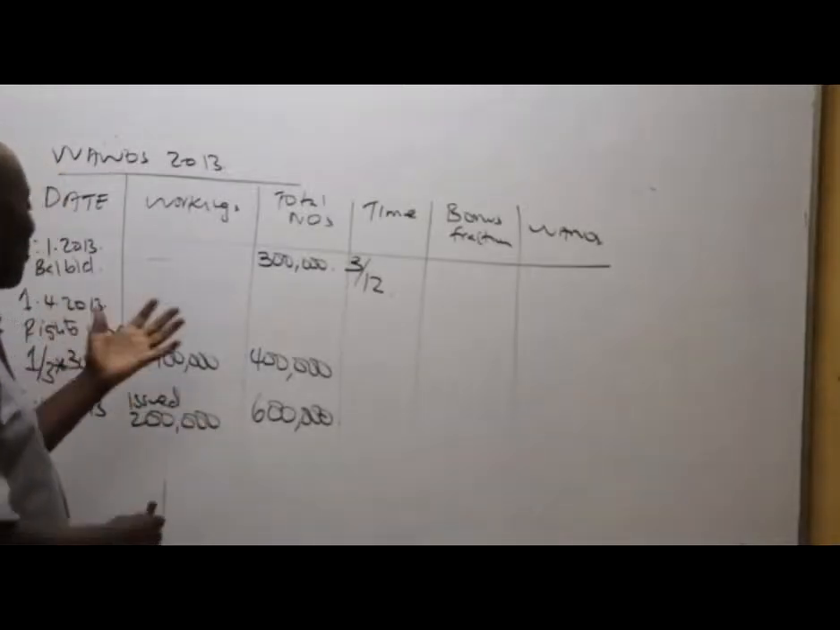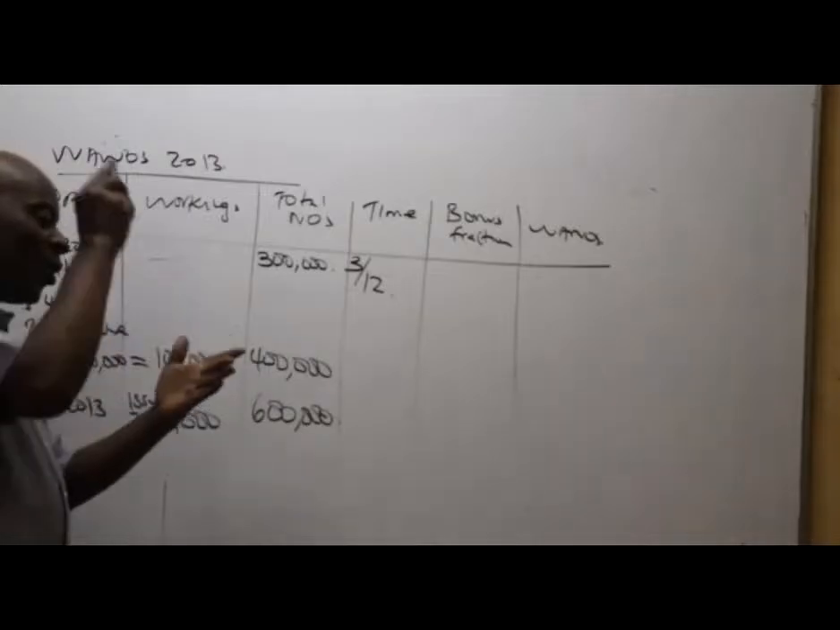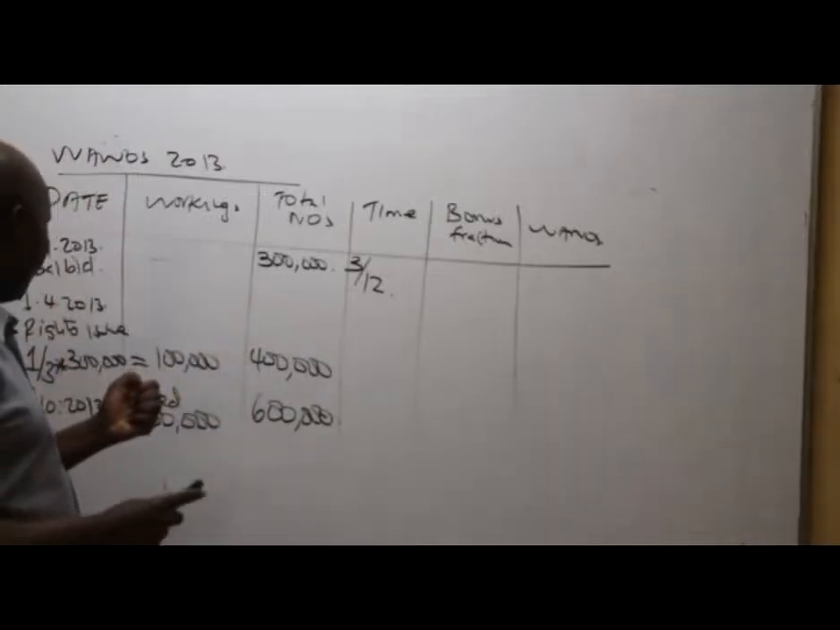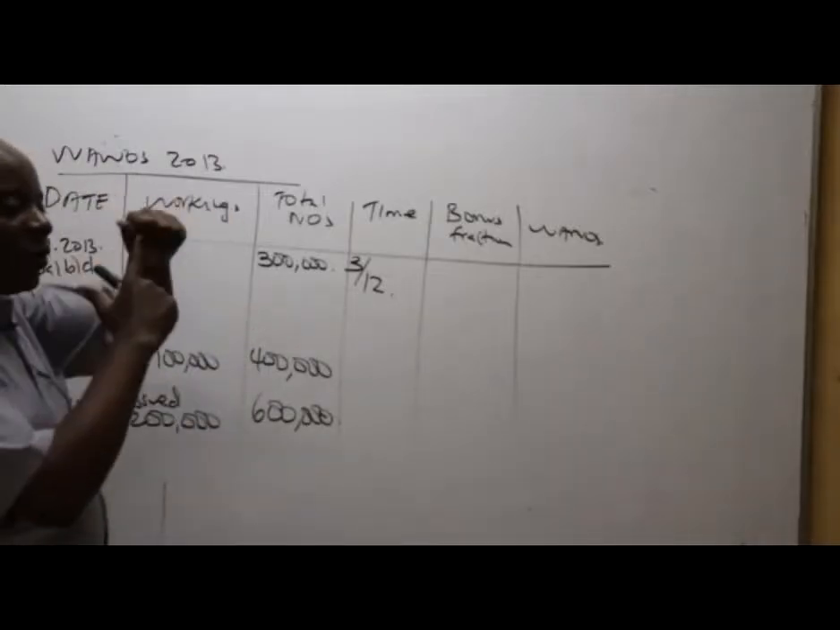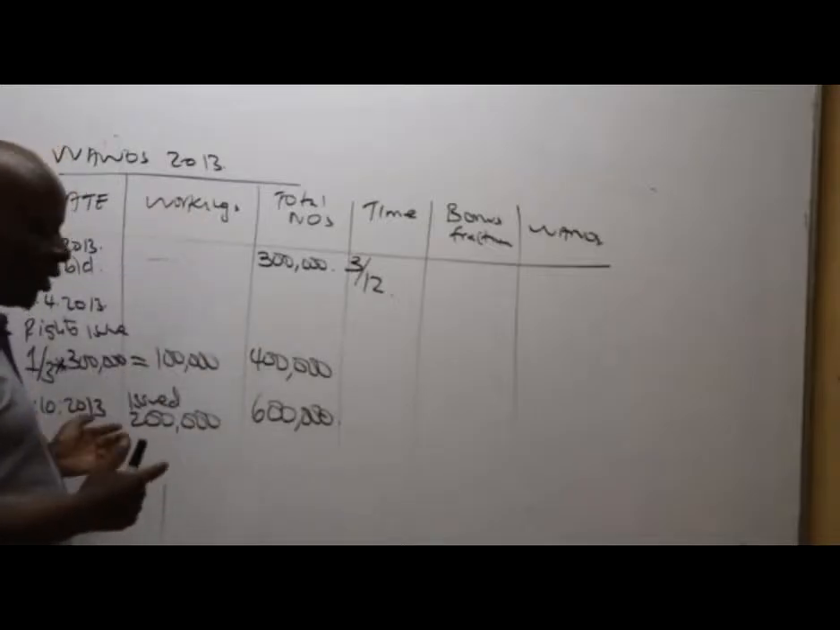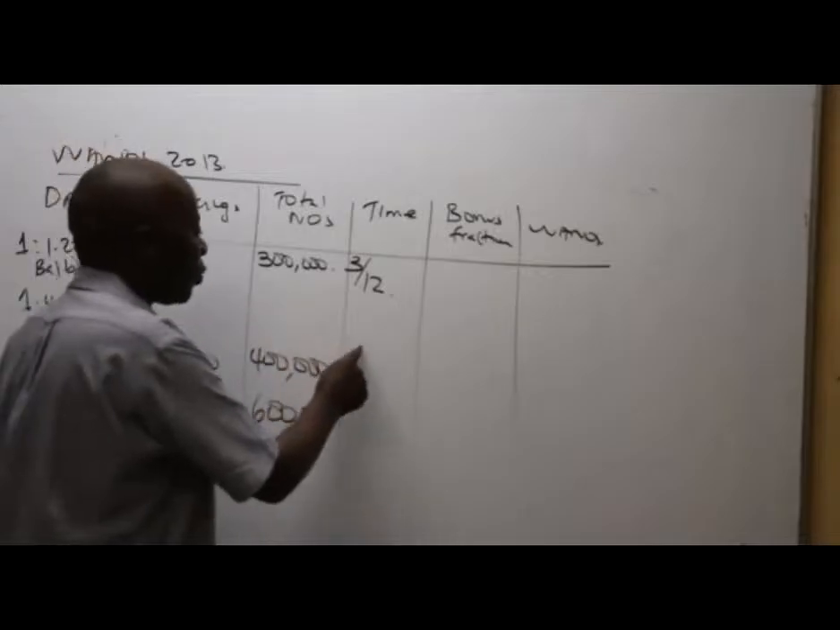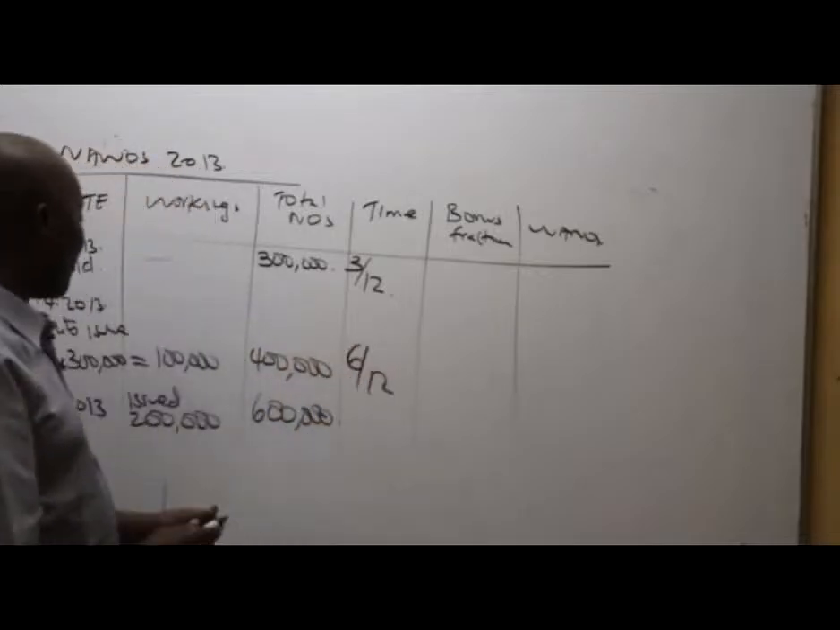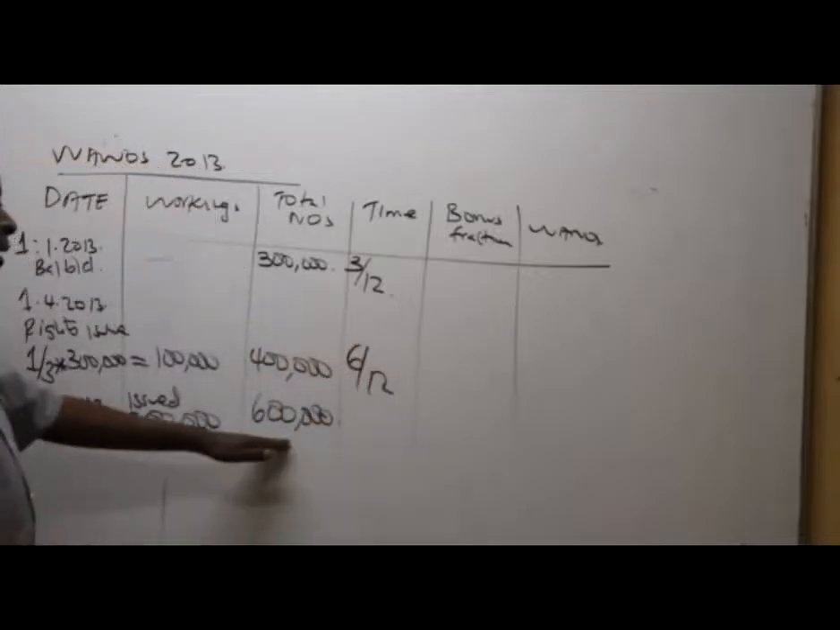So you count April, May, June, July, August, September. When I start counting October, I realize October had not yet come. So you're right. So this is 6/12.